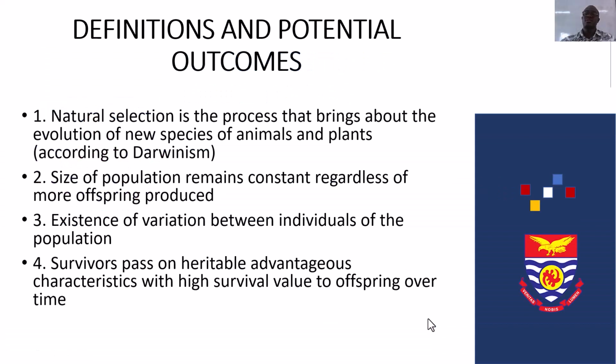Natural selection is a process that brings about the evolution of new species of animals and plants, according to Darwinism. The size of the population remains constant regardless of more offspring produced, and there is existence of variation between individuals of the population. Survivors pass on heritable advantageous characteristics with high survival value to offspring over time.